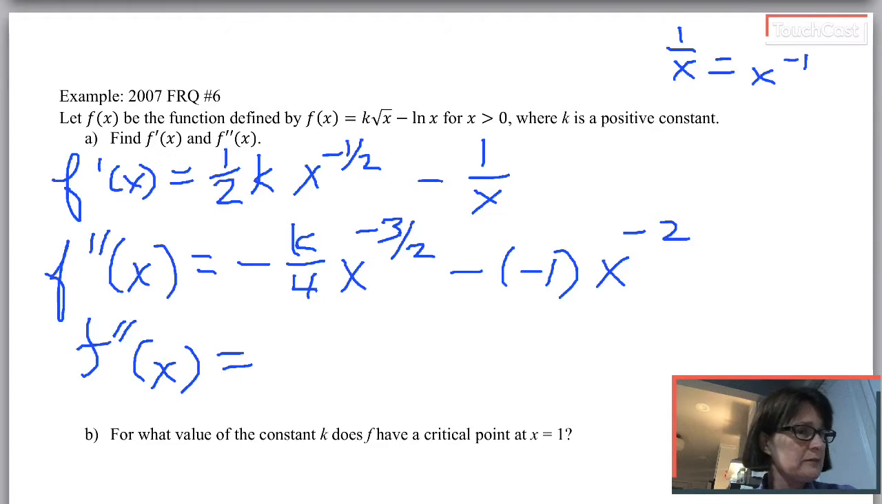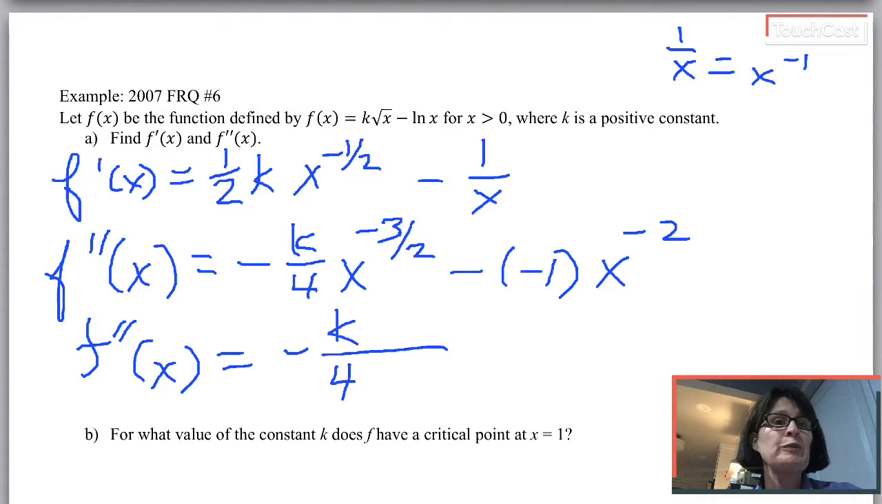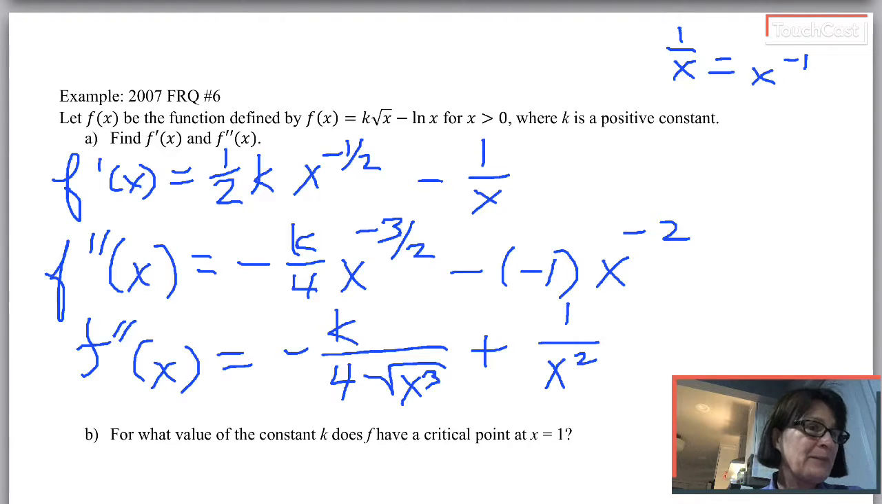So I might find it convenient to simplify this expression. Remember, you have no obligation to. This is going to be negative k over 4 times x to the 3/2, which is the square root of x cubed. So the fact that it's negative means it's in the denominator. Square root of x cubed. I'm going to have minus a -1 times, so I'm going to add x to the -2, which is the same as 1 over x squared. Did you have to do that? No, I did that just in case you did it and you wanted to check your work.